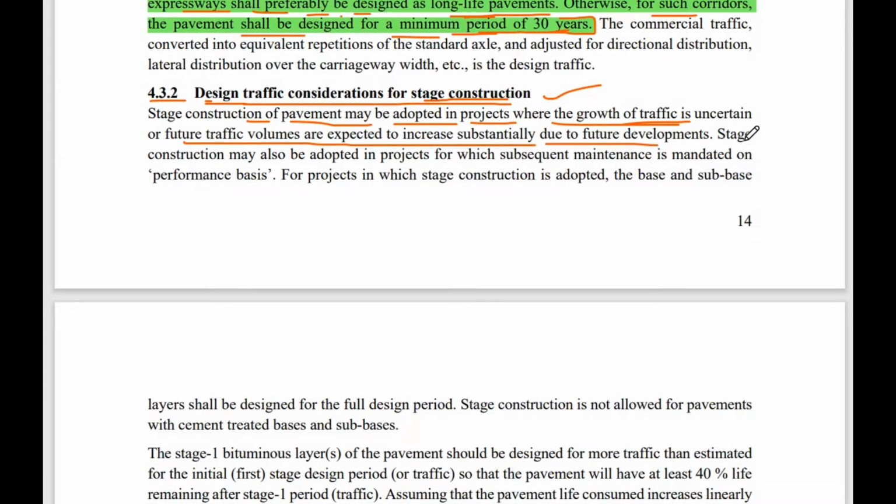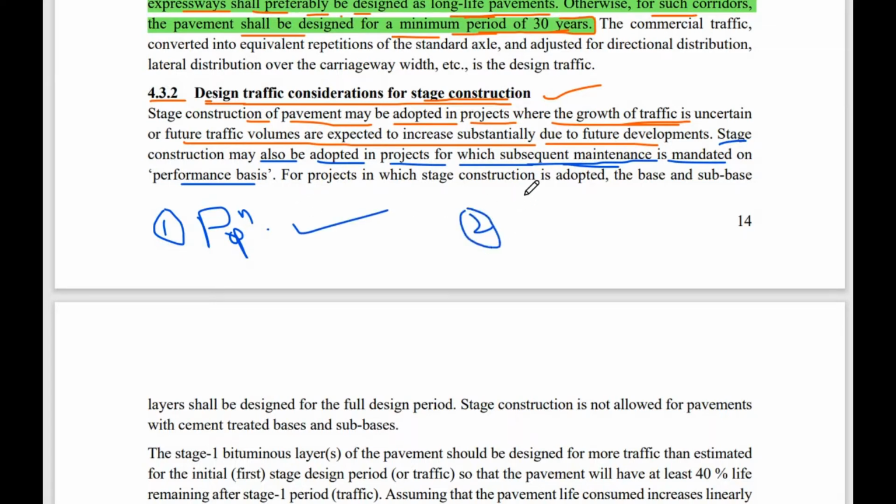And the next thing they are saying is that stage construction may also be adopted in the project for which subsequent maintenance is mandated on the performance basis. So the two things they have said: the first is that when the population growth rate of that particular village to which this road is supposed to be served cannot be calculated specifically, so there the stage construction is proposed.